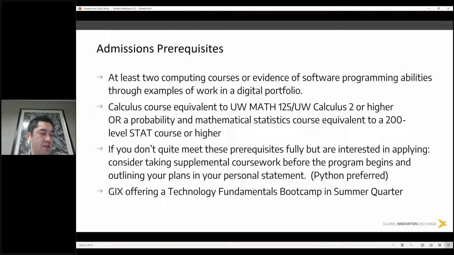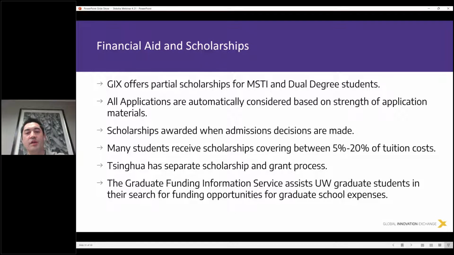So yes, even if you don't have a ton of programming experience, if you're coming from another field like engineering or something, you could still apply because we are able to help offer some of the programming skills within the program itself. So we do have some scholarships, which could be from 5 to 20% of your tuition.